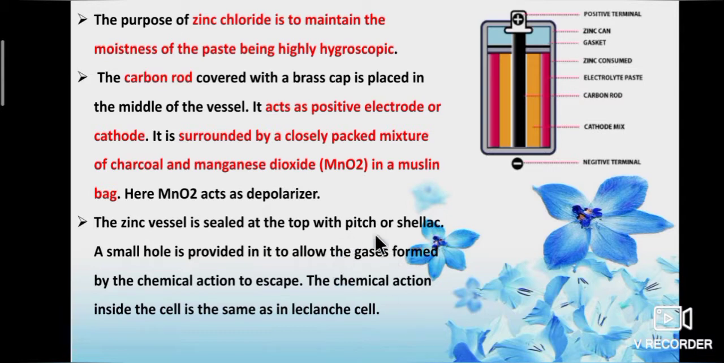So once again I repeat, zinc chloride is to maintain the moistness of the paste, being highly hygroscopic. Carbon rod acts as a cathode. Manganese dioxide acts as a depolarizer. So the depolarizer is used in a primary cell to prevent hydrogen gas bubbles in the dry cell.